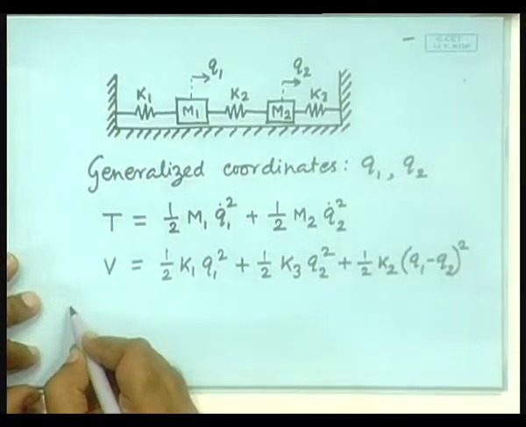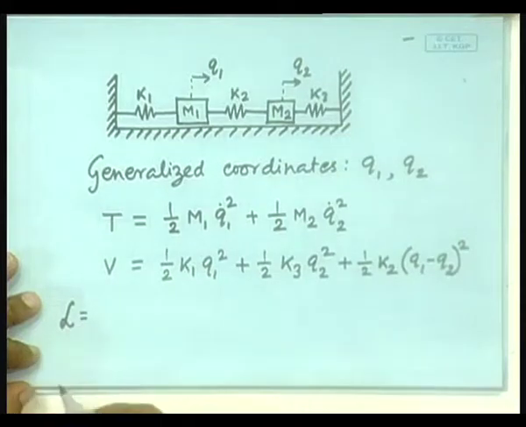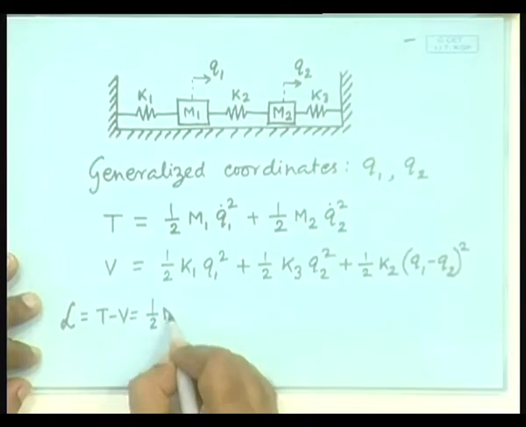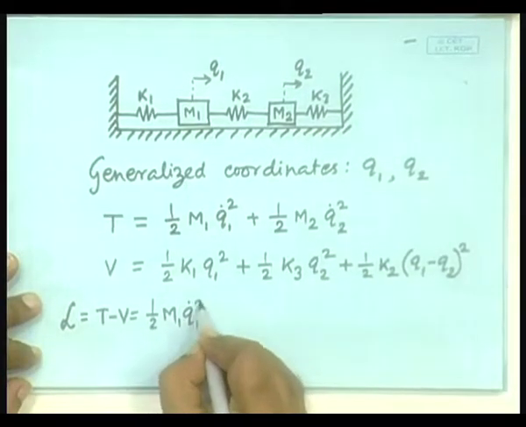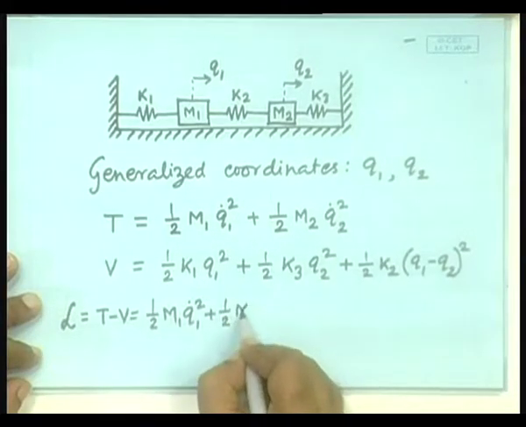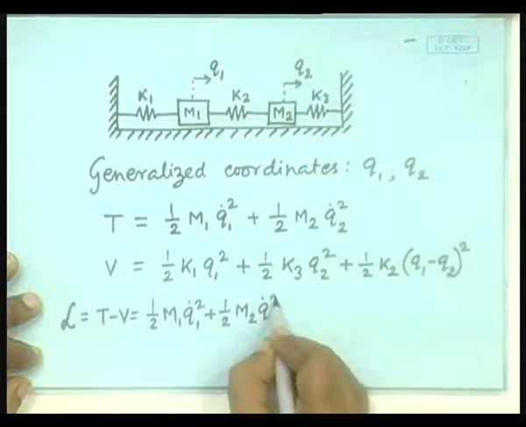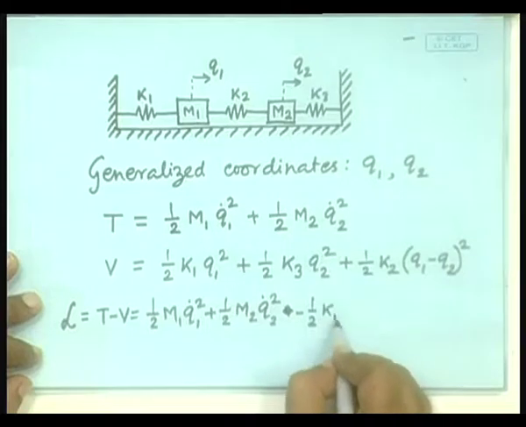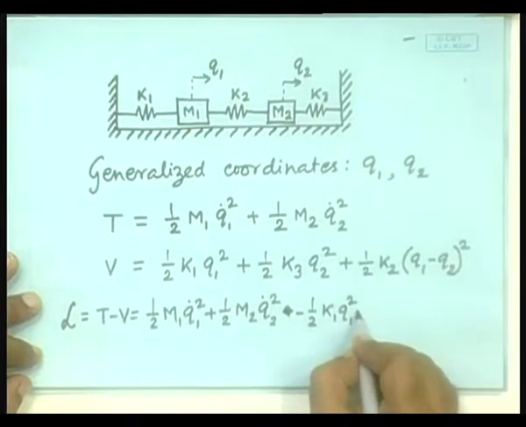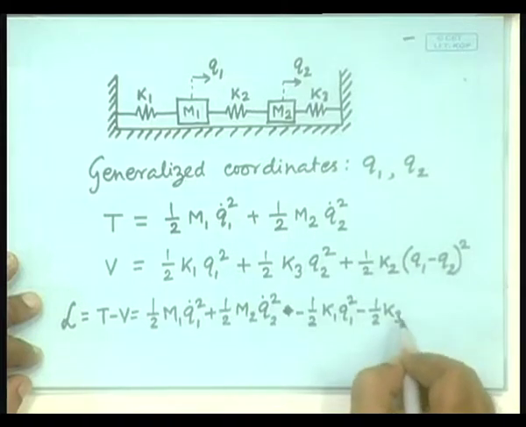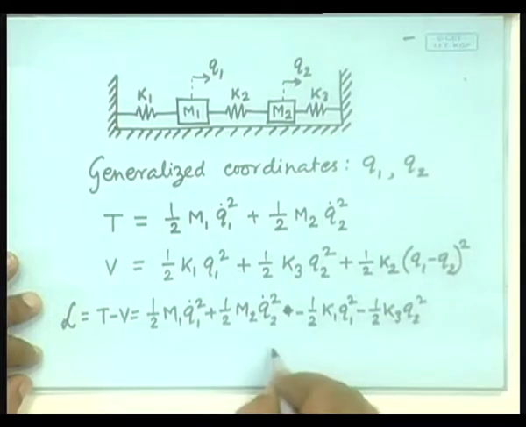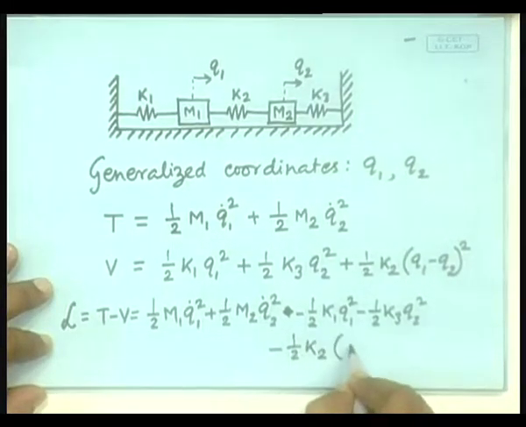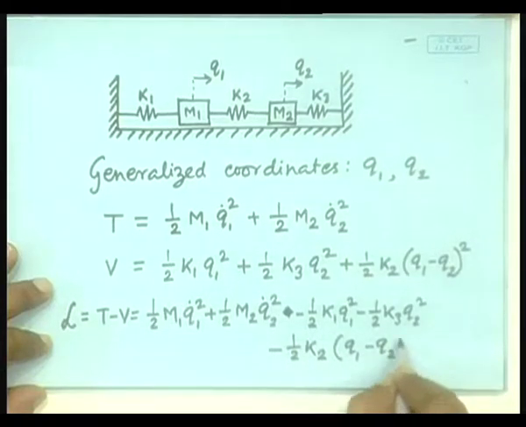So, the Lagrangian function is T minus V, that would be half m1 q1 dot square plus half m2 q2 dot square minus half k1 q1 square minus half k3 q2 square minus half, is it visible? Yes, k2 q1 minus q2 square.